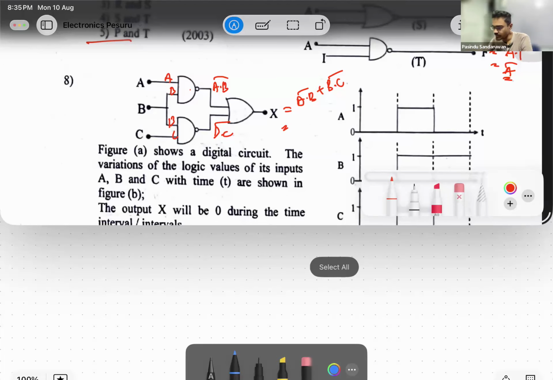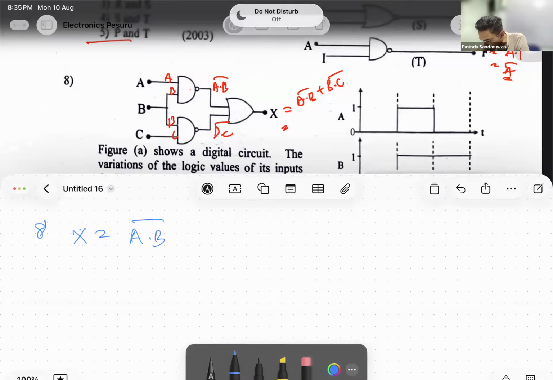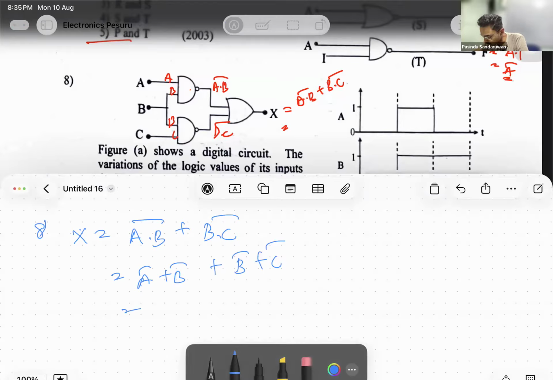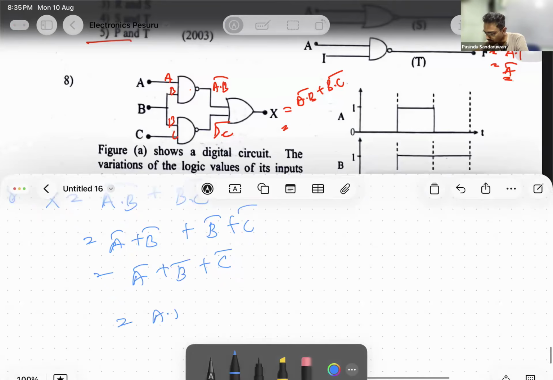So let me write the simplification here. Question 8. As X, what you have got is A dot B bar plus B dot C bar. We can split the bar as A bar plus B bar plus B bar plus C bar. Then B bar plus B bar is B bar. Then this is A bar plus B bar plus C bar. This can be written using De Morgan's law again as ABC bar. Now my final Boolean expression here is ABC bar.